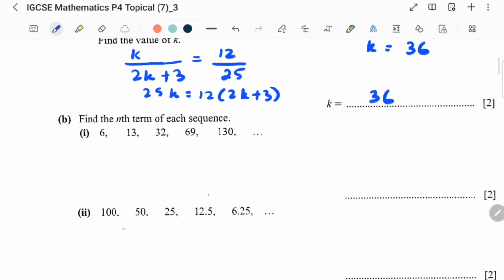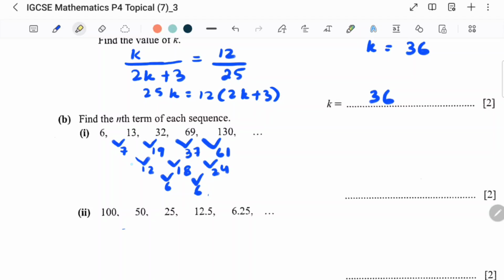The (b) part of the same question: find the nth term of each sequence. We are going to find the differences. 13 minus 6 is equal to 7, 32 minus 13 is equal to 19, 69 minus 32 is 37, and then 130 minus 69, the difference is 61. We didn't get the same difference, so we are moving further. 19 minus 7 is 12, and then 37 minus 19 is 18, 61 minus 37 is 24. You can use the calculator. Now the third time we are getting the same difference, which means it's a cubic sequence. All right, so here you will be using these ones.